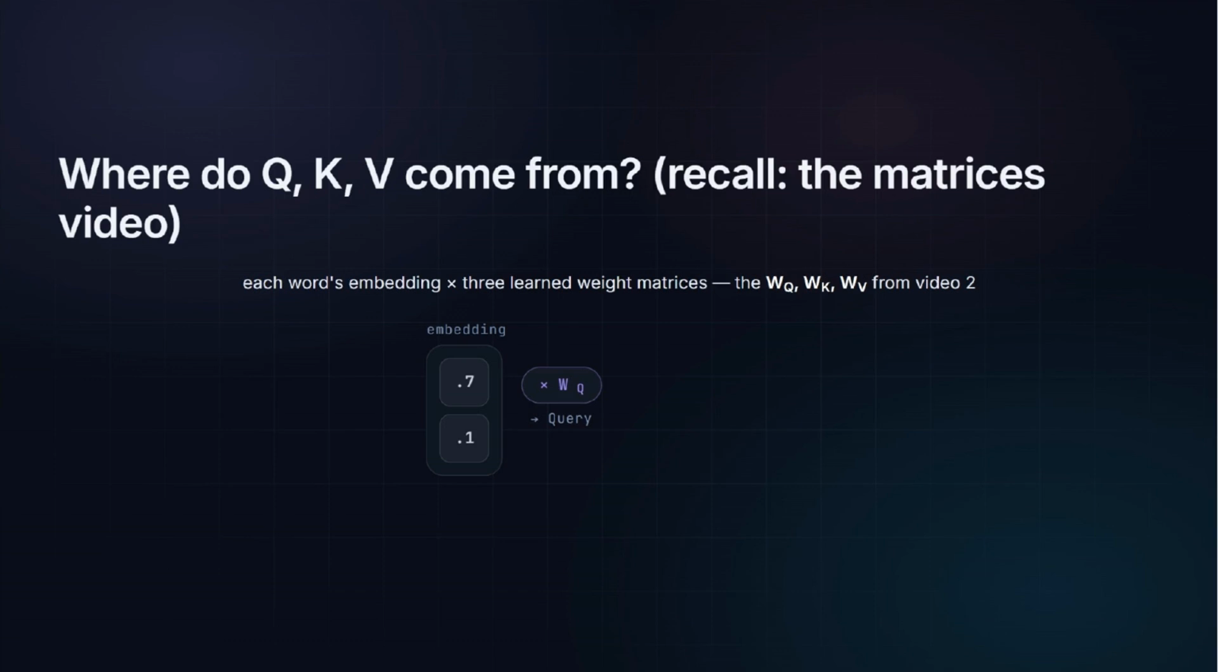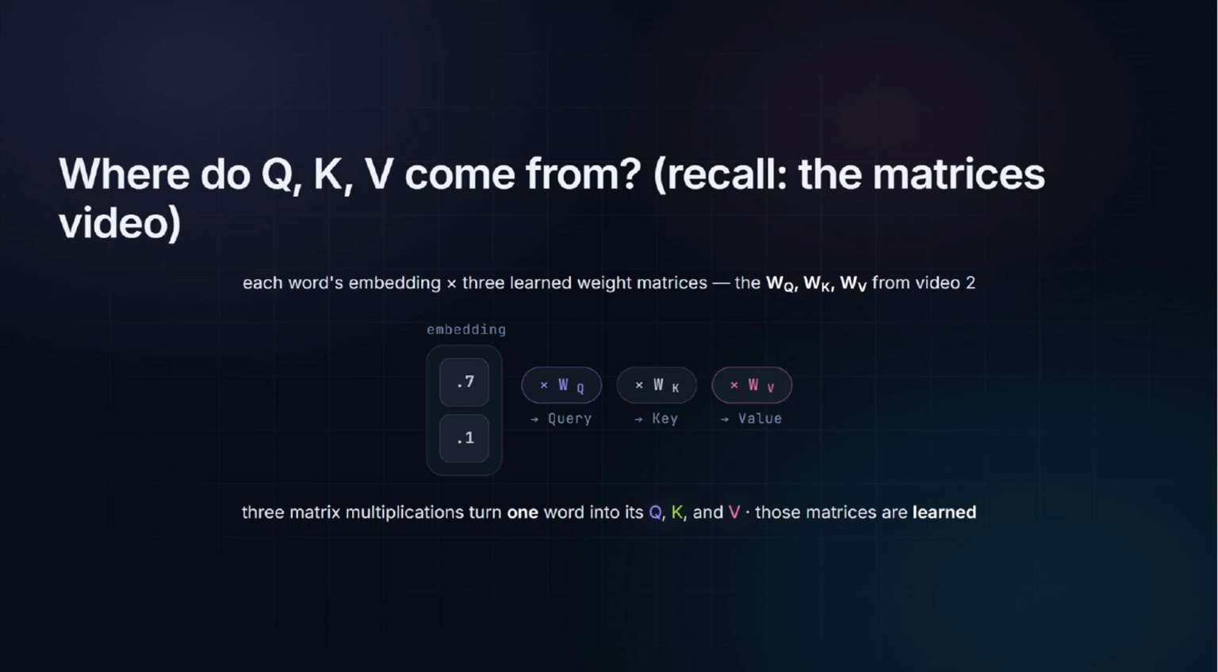Multiply the embedding by W-q, and you get its query vector. Multiply the same embedding by W-k, and you get its key. Multiply by W-v, and you get its value. 3 matrix multiplications turn one word into its query, key, and value. And remember, those 3 matrices were learned during training. That's what the model actually learns: how to ask, how to advertise, and what to share.